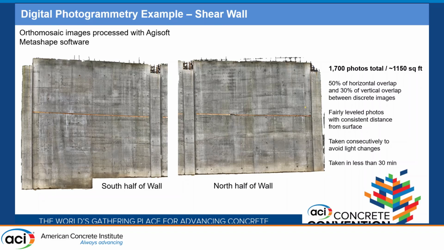For this particular ortho, we took 1,700 photos total, taken within a span of 30 minutes. And it was 30 minutes because we had to use a scissor lift to be able to access the top area. So then you have to move the lift and everything. Again, we used 50% horizontal overlap and 30% vertical overlap between these discrete images. The images were fairly leveled in angle and consistent distance from the surface, and obviously taken consecutively again to avoid those slight changes.